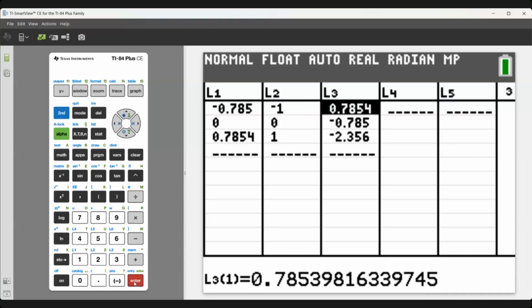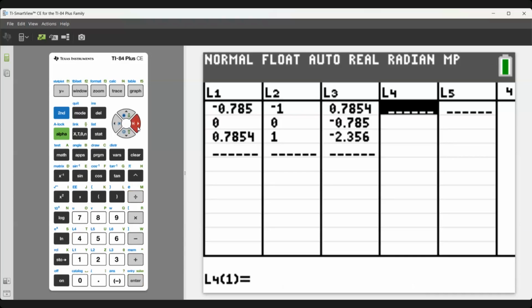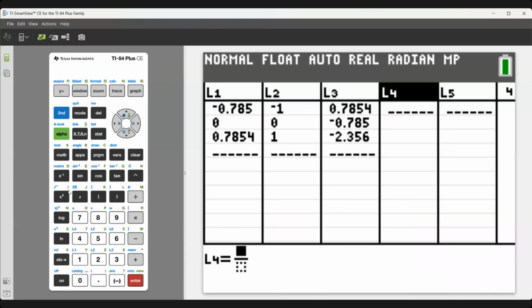And then for the y coordinates, we'll go over to L4. And on this one, we had a vertical shrink, so we're going to multiply 1/5 times L2.